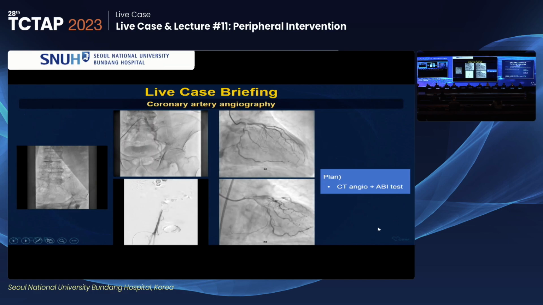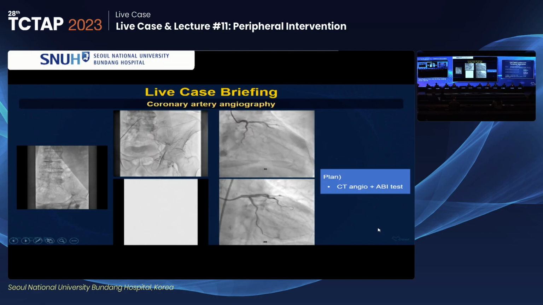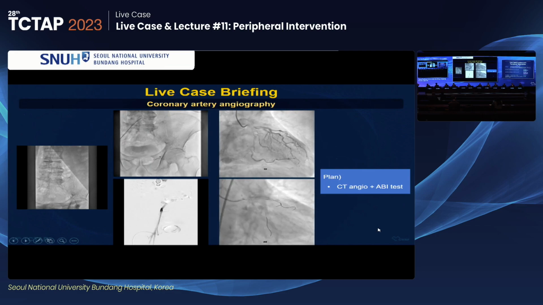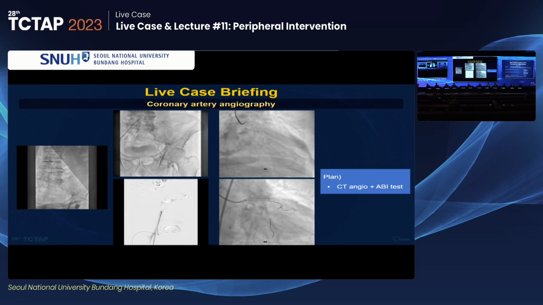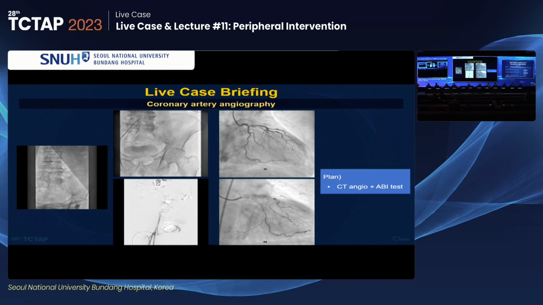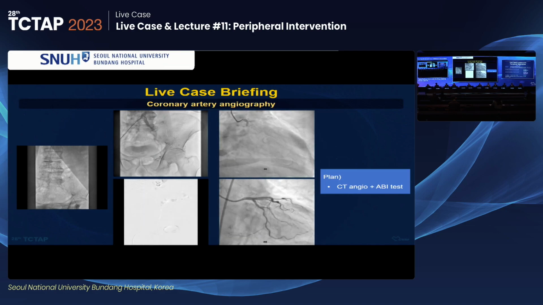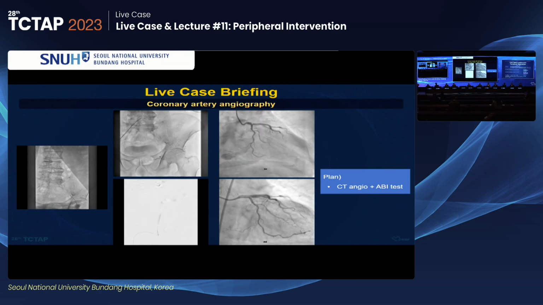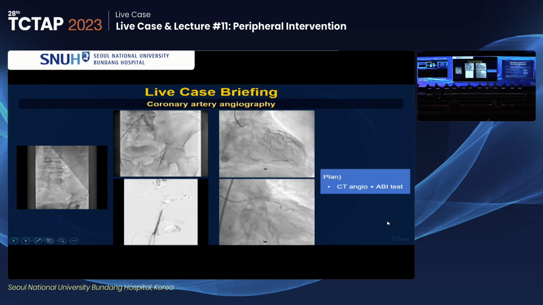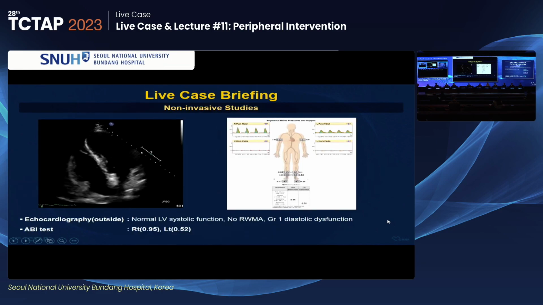It was confirmed that the left external iliac artery was occluded during the CAG and PCI in March 2023. We decided to perform CT angiography and ABI test. The left ABI was confirmed to be 0.52.